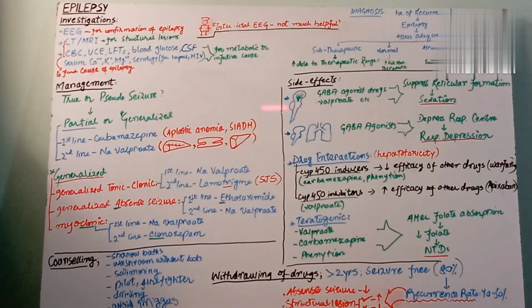Now come towards the side effects. These are the side effects which are marked in the red one. These are actually specific for carbamazepine: causing aplastic anemia, causing SIADH, syndrome of inappropriate antidiuretic hormone. Why causing aplastic anemia? Because it suppresses the bone marrow.